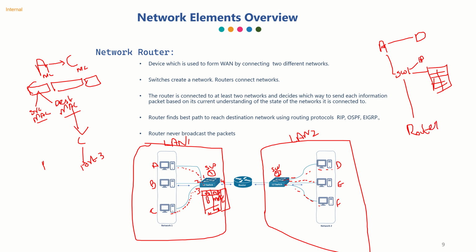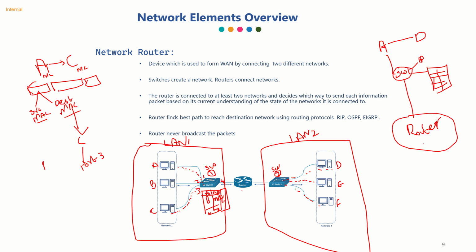We will look at the difference between the IP addresses and the MAC addresses in a different video, but just keep that in mind. Switch 1 will find out, okay, you want to send a packet to D, but I don't have D connected to my switch, so I'm going to send it to the router because D is not directly connected to me. So it goes to the router.